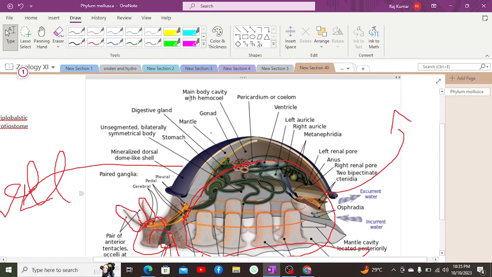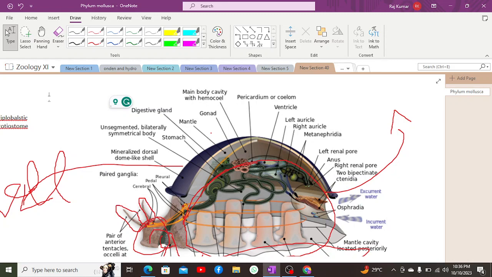Apart from which, this is the main body cavity with hemocoel, and there is the mantle, which secretes the shell. Digestive glands are present over here as well. Apart from that, there is a stomach. One more thing I would like to discuss is that they have a complete, tube-like digestive system with mouth and anus.